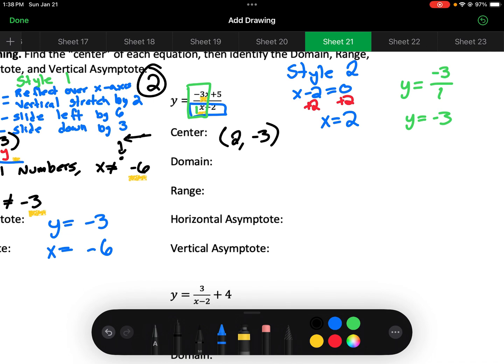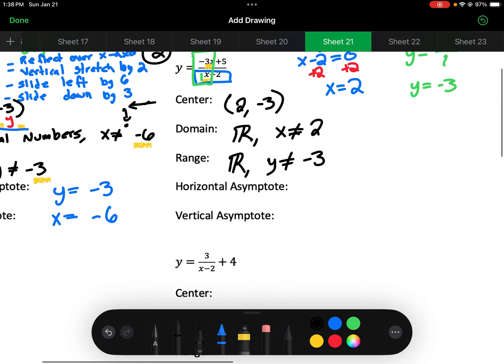Once I know where my center is, we are off to the races to do domain, range, horizontal, and vertical asymptotes. So my domain is going to be all real numbers, except we're never going to be able to use an x value of 2. My range, what are all the y values we're going to receive? We're going to get all real numbers, except the one y value we're never going to get is negative 3. Again, where do I get those? The center.